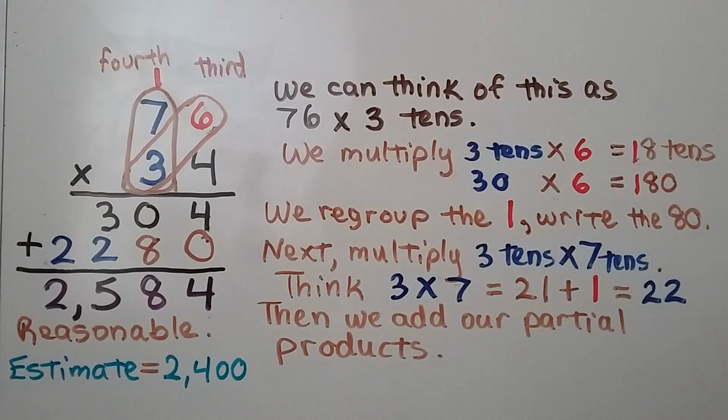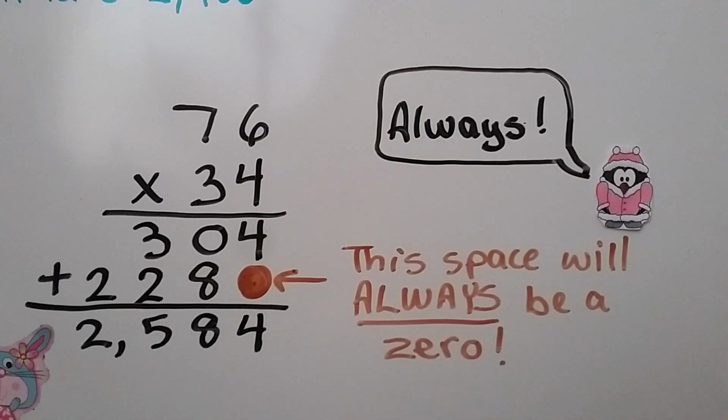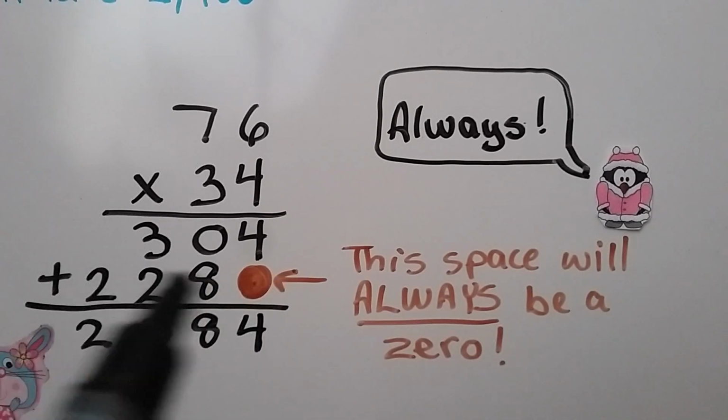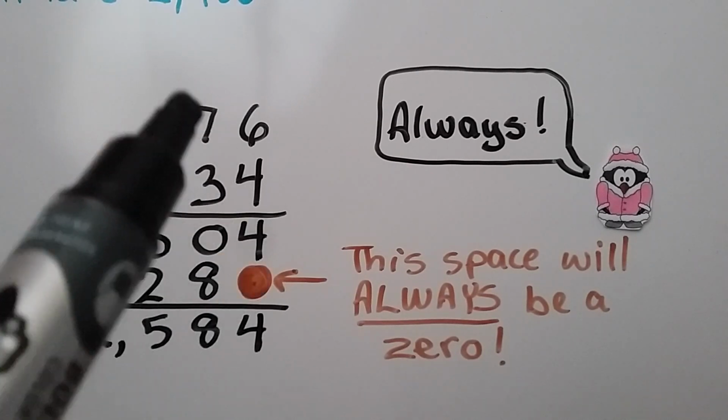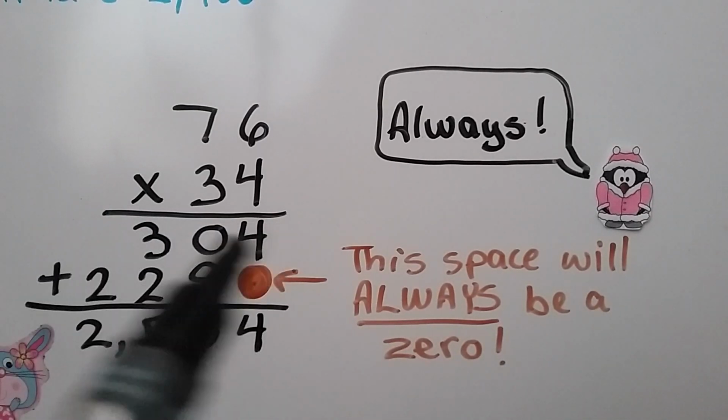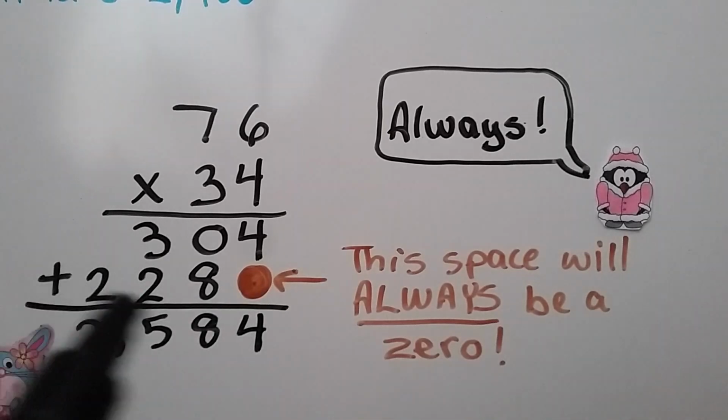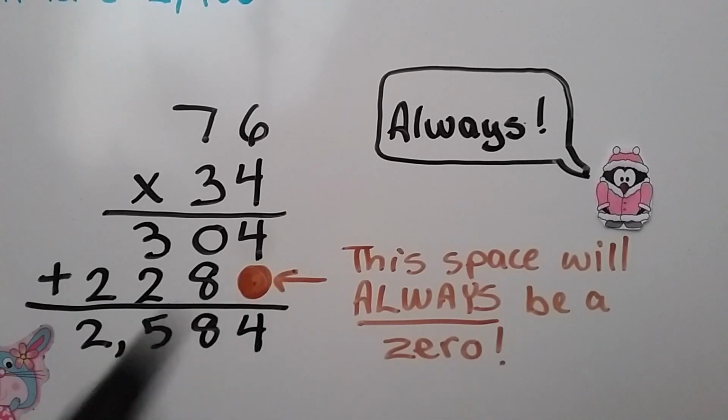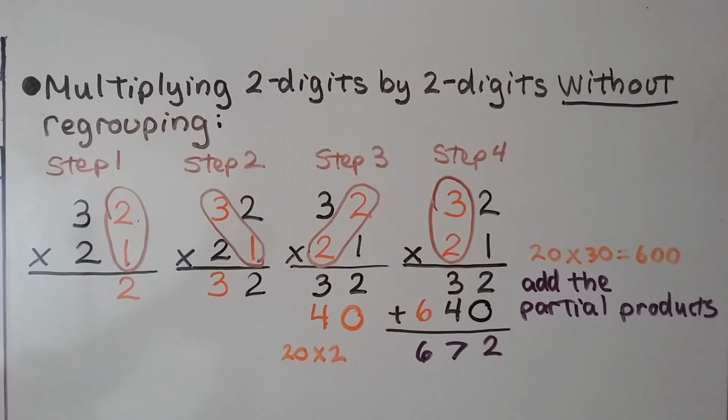Now we're going to do this several more times, so stick with me. When we're multiplying a two-digit number by a two-digit number, when we get to this step, after we multiplied the 4 to the 76, and we got 304, when we get to this step, this space will always be a 0. Always. Now there were a lot of steps and they could be confusing, so let's try multiplying two digits by two digits without regrouping and see how that goes.